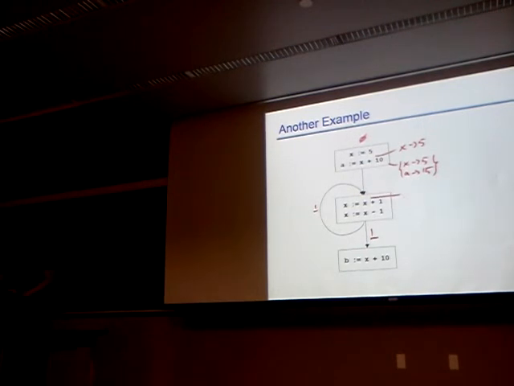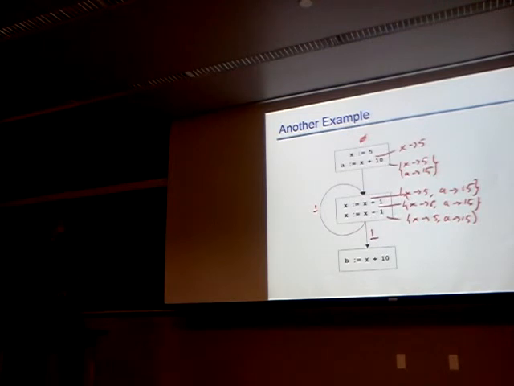So basically we get that X is 5, A is 15. What do we get here? X is 6, A is 15. What do we get here? X is 5, A is 15.